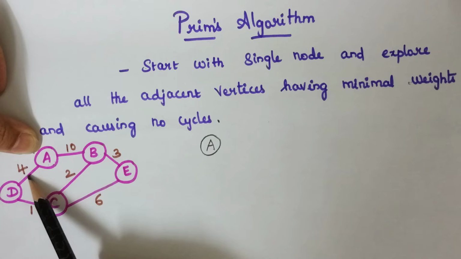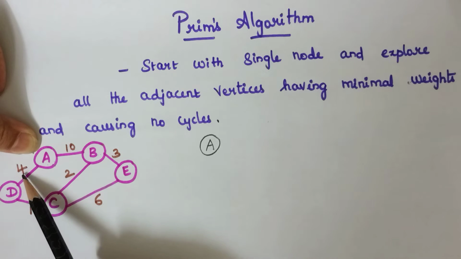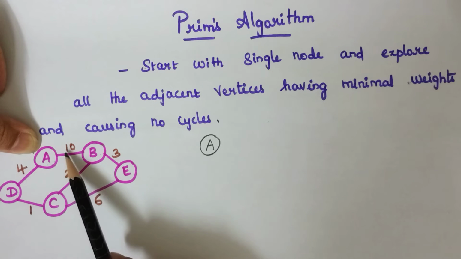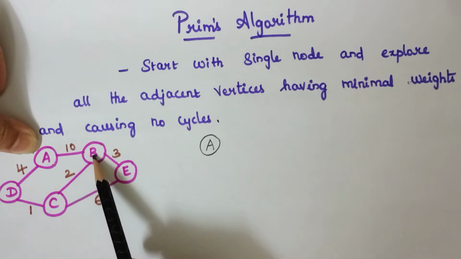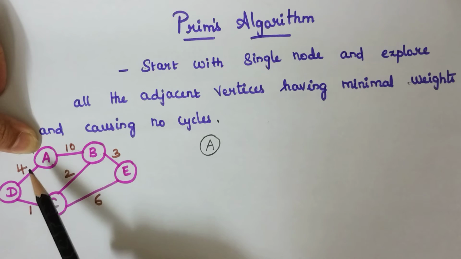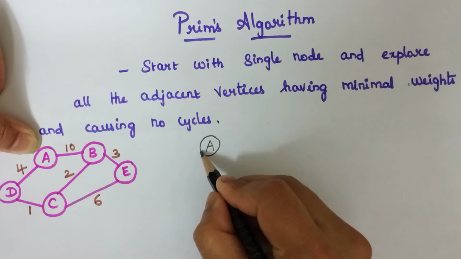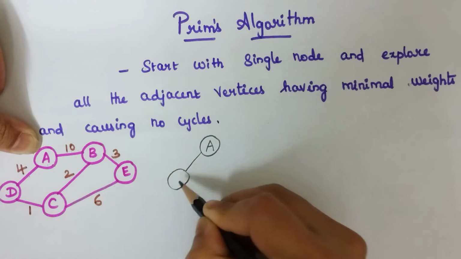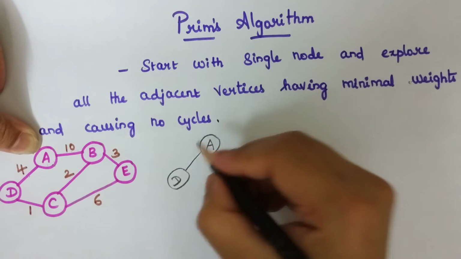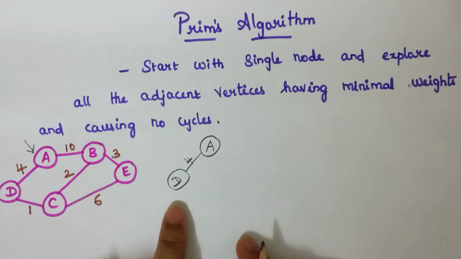Now coming to the weights of these two. The edge connecting to this vertex has the weight 4 and the edge connecting to this vertex has the weight 10. Among these two, which has the lowest weight? The minimum weight is 4. Now you need to make a connection from A to D with an edge having weight 4. This is the first step you have done.